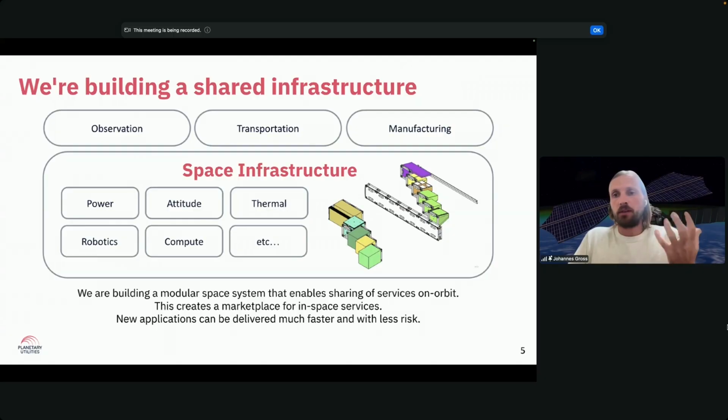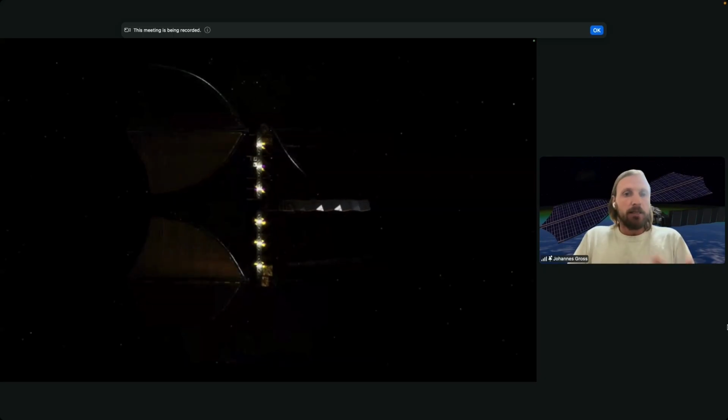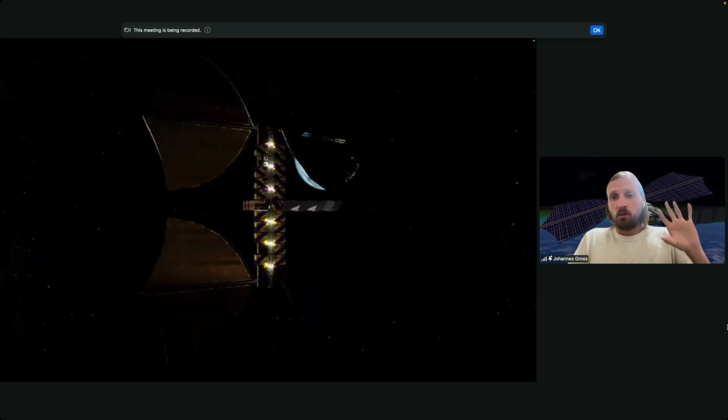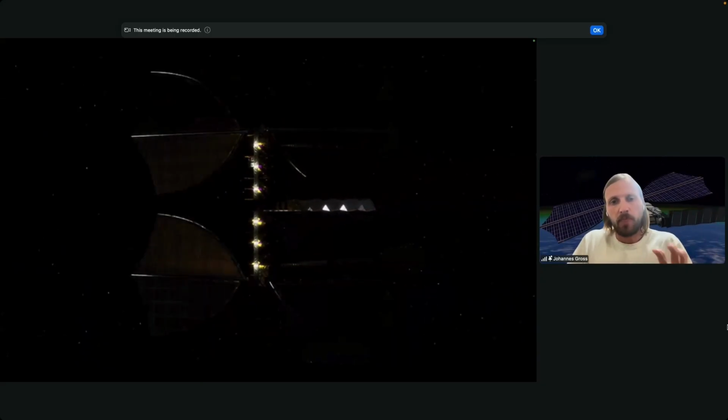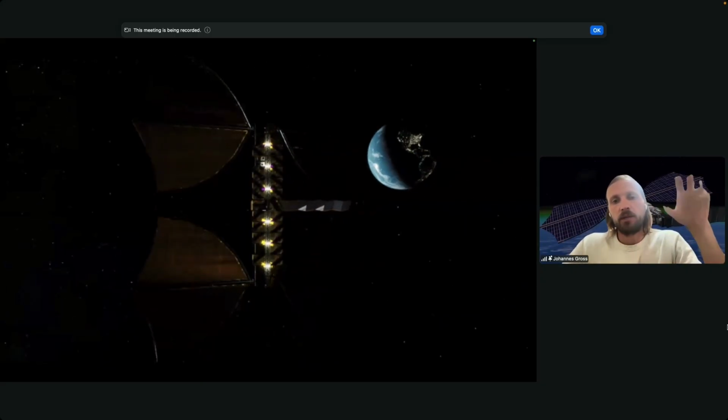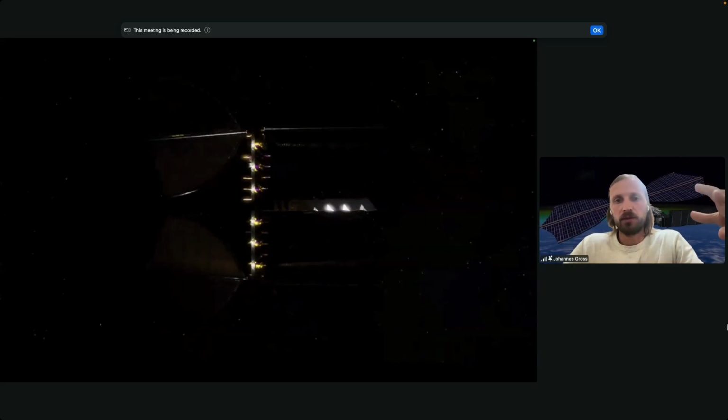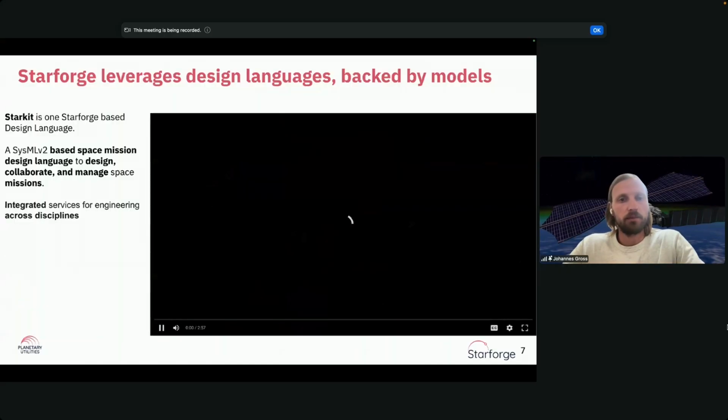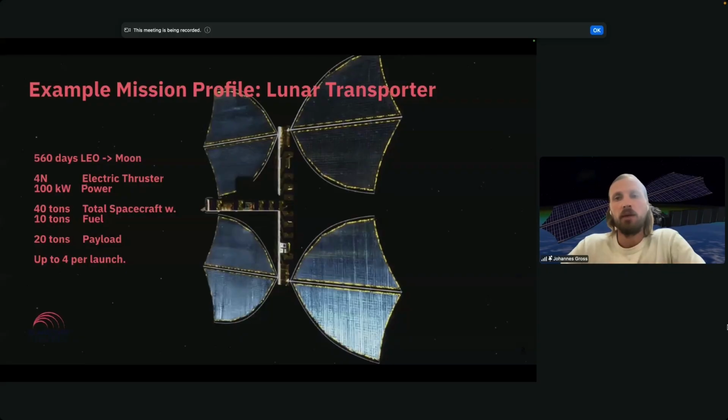And we saw there's nothing on the market that can do that. And that's why we're talking about software today. Here is an example for one of the space systems that we can now build with this modular system. Let me skip one slide ahead here.